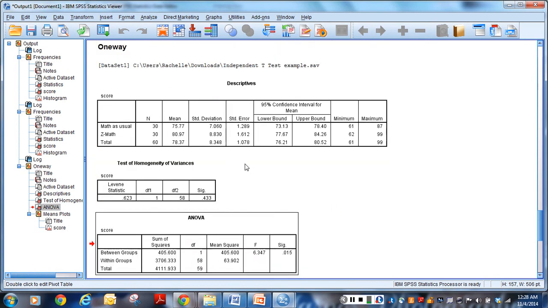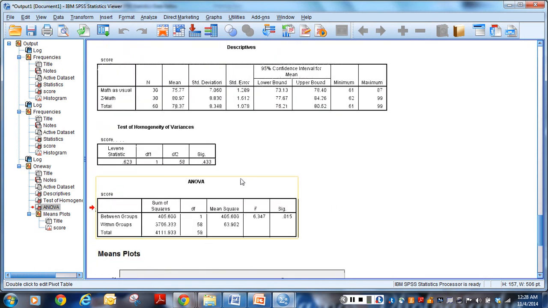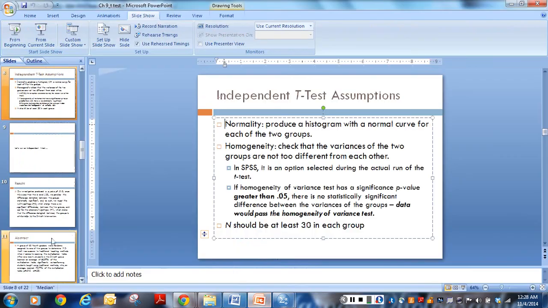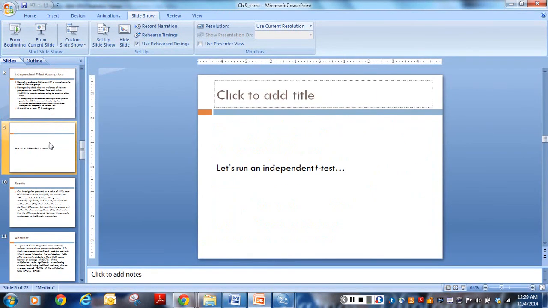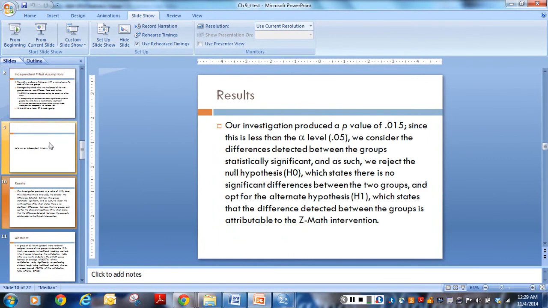So this is our SPSS output. Now let's talk about how we would write our results. Basically, you're stating in your results what those p-values are. You're connecting that back to your hypothesis. Which hypothesis does this support?